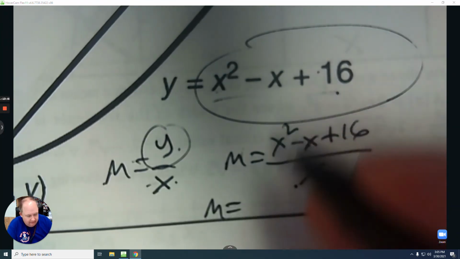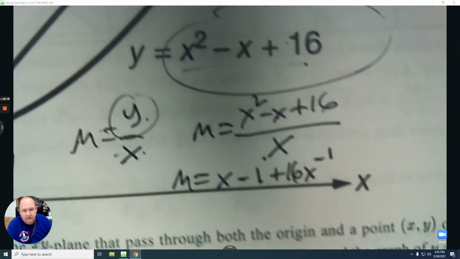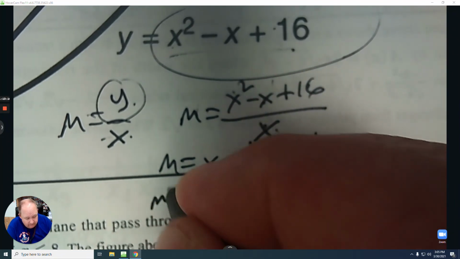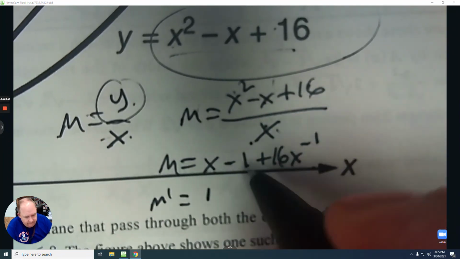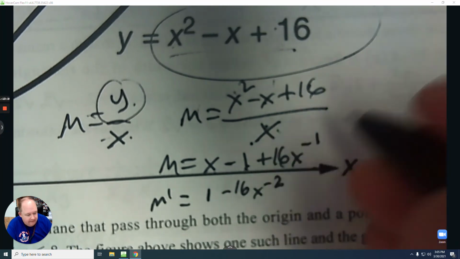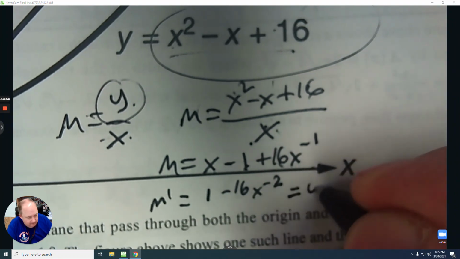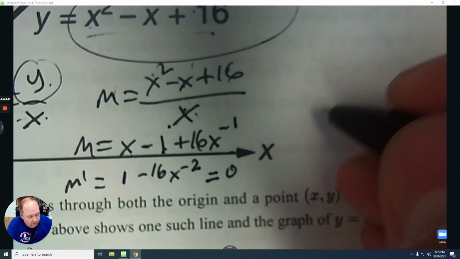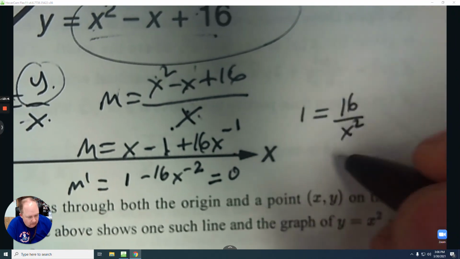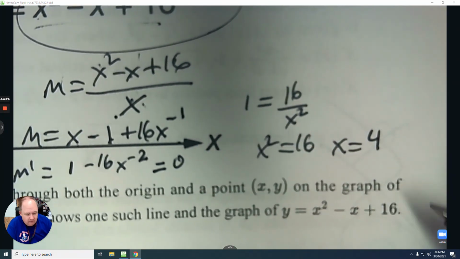I'm going to simplify that. So x squared over x is x. That's negative 1. And then that's 16x to the negative 1. So it's a monomial, and I simplify each one to get there. And then I'm going to take the derivative. That's 1. That's 0. That's negative 16 x to the negative 2. And then I'm going to make it equal to 0. So I'm going to add 16, and it'll be over x squared. Cross multiply. Square root it. And because we're looking at the first quadrant, it's only positive 4.